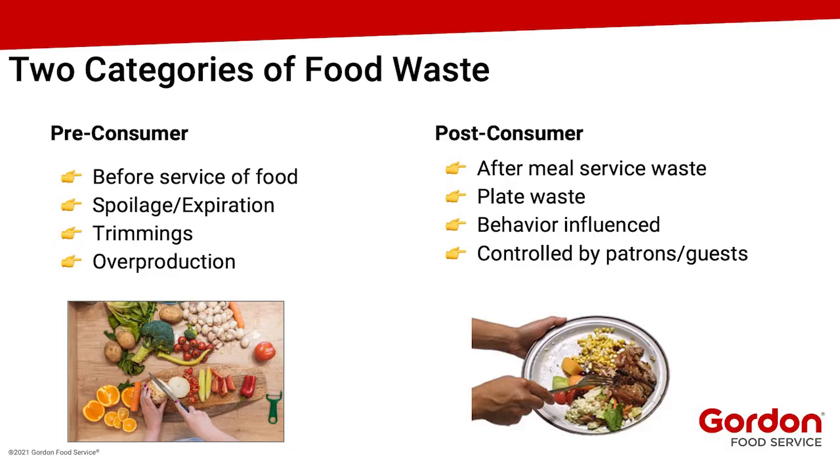For example, being provided a larger portion of food than we can actually eat leads to food waste. Food being past its best before date will often be thrown out because it's seen as unsafe for consumption. Another common reason for food waste is overpurchasing of food and not being able to consume it before it spoils. Food waste has two subcategories: pre-consumer, before service of food: spoilage, expiration, trimming, overproduction; and post-consumer, after meal service: waste, plate waste, behavior influence, and also controlled by patron or guests.